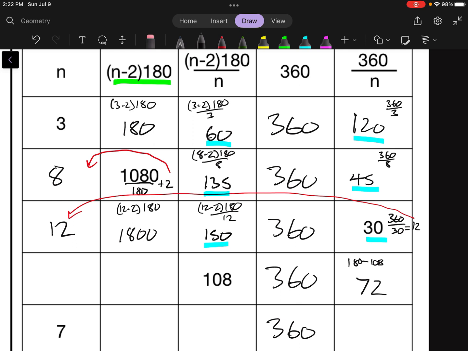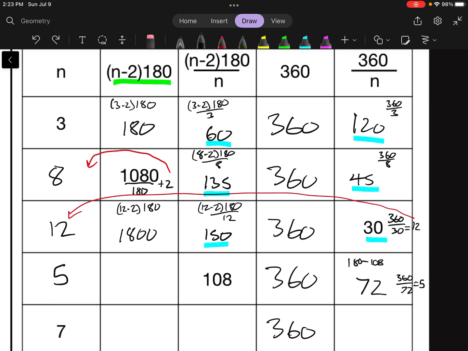Now, why would I do that? Because of what we just did up above. I think that's the easiest way to find out what n is. If we know that one single exterior angle is 72, 360 divided by 72 will give me 5. So n is 5.